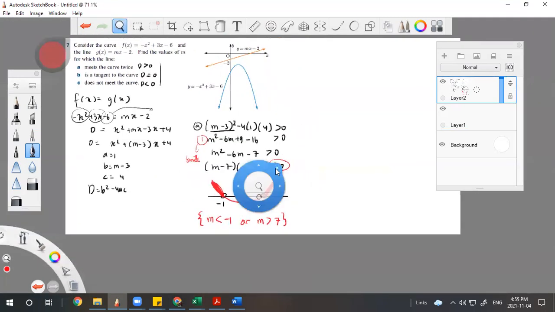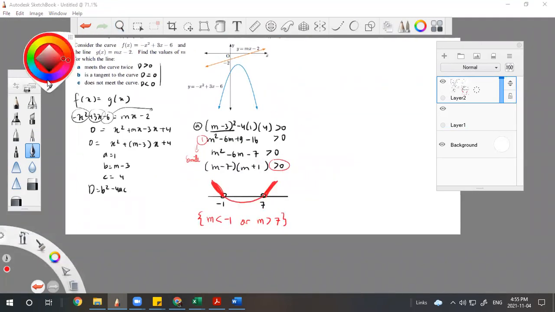For C, I just do the fasting for C. I don't want to do B, I want to do C first. Again, the D is less than 0, right? And it will produce the same answer, but you just change the inequality part. So (m minus 3) squared minus 4 times 1 times 4 less than 0. Pay attention, and we can skip this step. We can have this also, negative 1 and 7. So think efficiently. And the curve will be here like this.